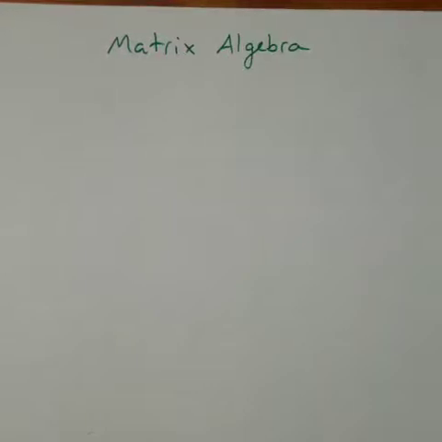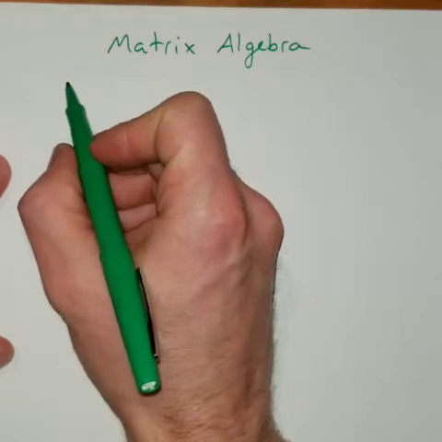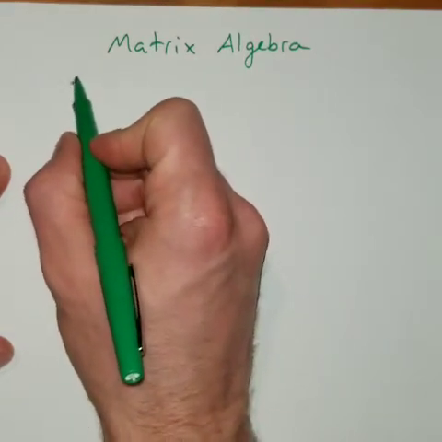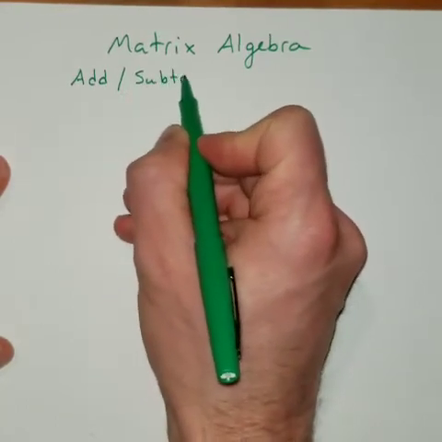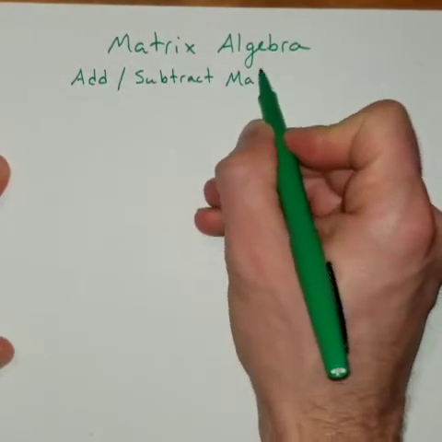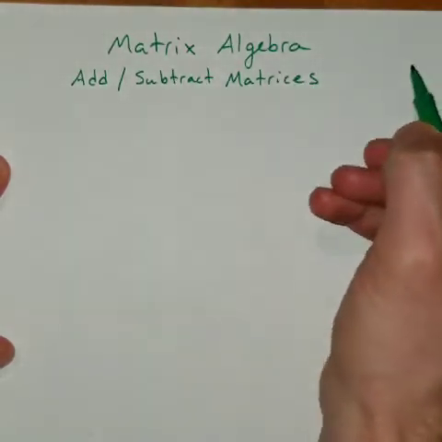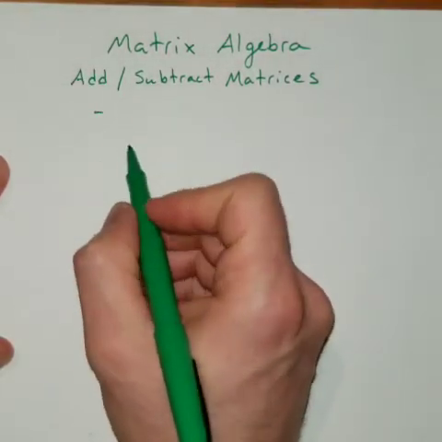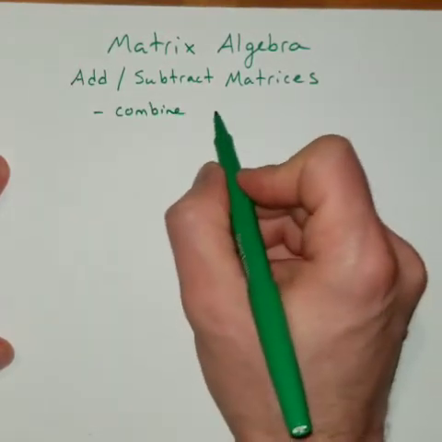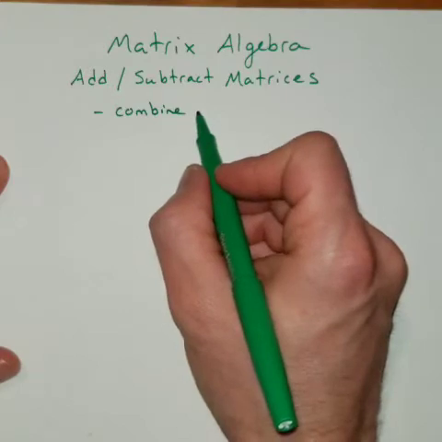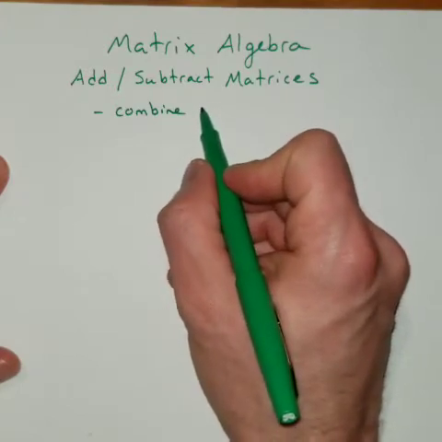Alright, so now we're just going to dive into the actual calculations for matrices. First thing we're going to do is talk about adding and subtracting matrices. Okay, so if you're going to add or subtract matrices, the main idea here is you're just going to combine the corresponding entries.